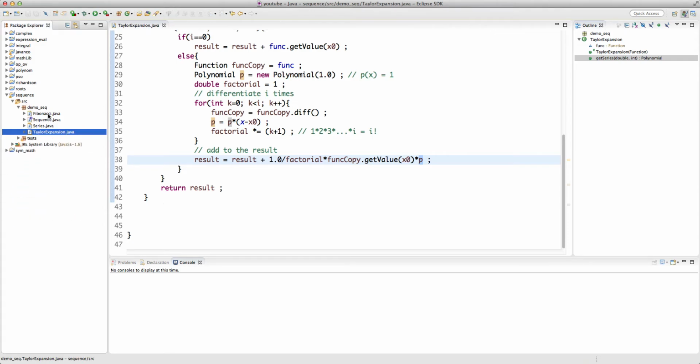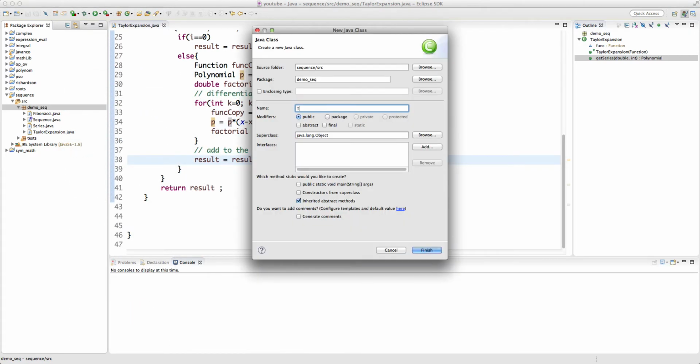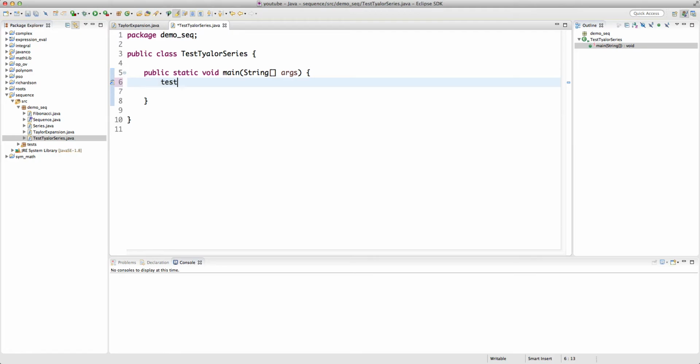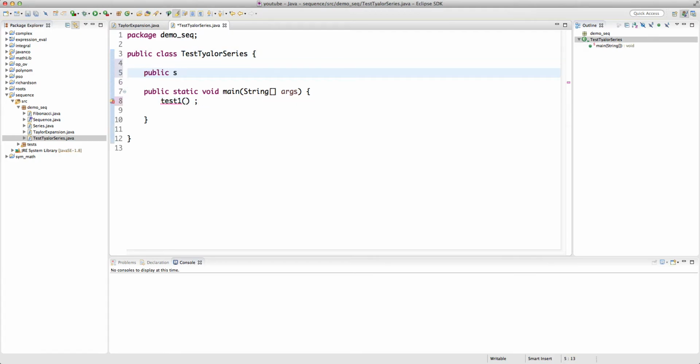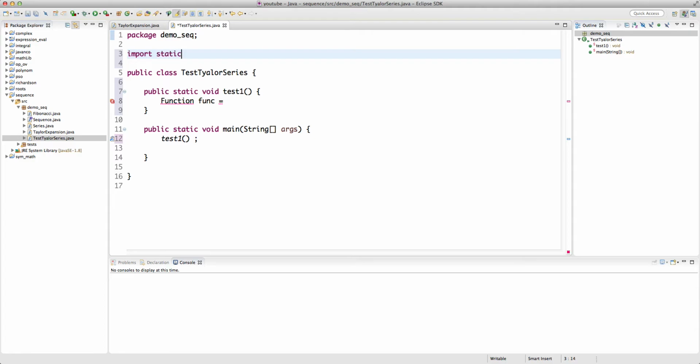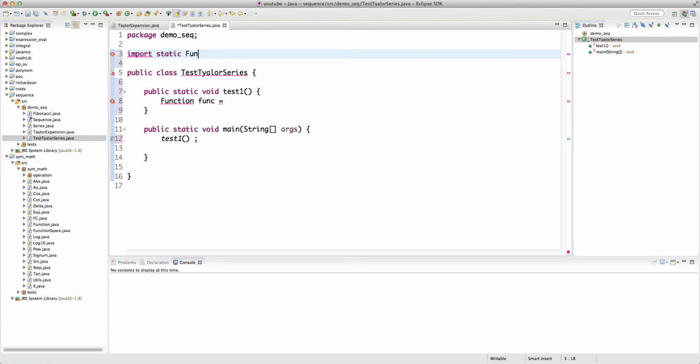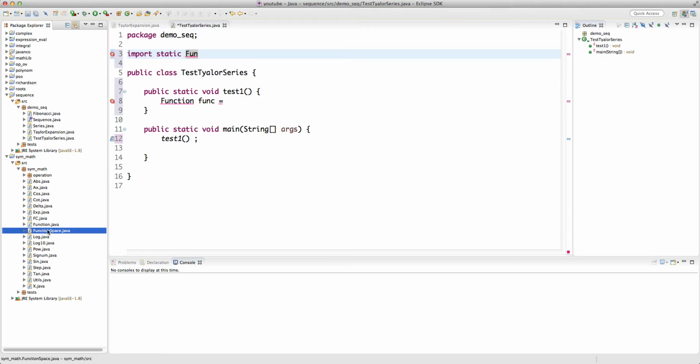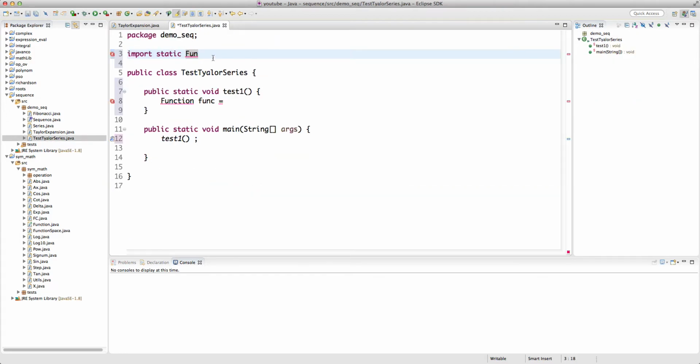And we can quickly test it. Let's create a test class, TestTaylorSeries, with a main method, and I'm going to invoke test1 here. We're going to have a public static void test1, and here I'm going to define a function. Let's call this func. I'm going to do a static import of symbolic math. If you recall, in the function space we defined methods that return this function. So from function space I'm going to import all the functions we have already defined.